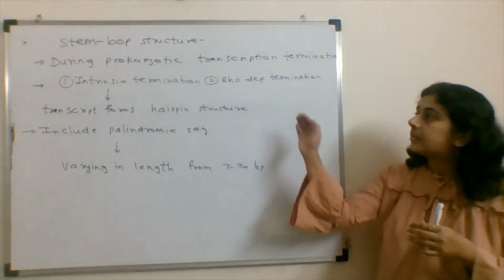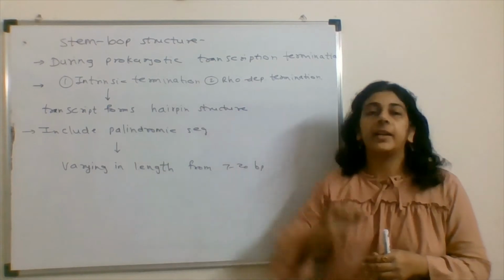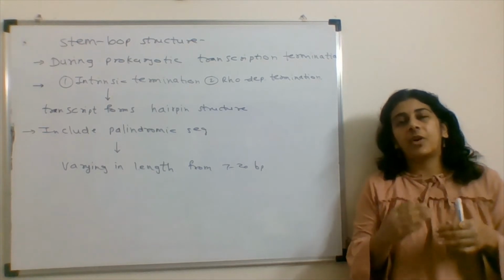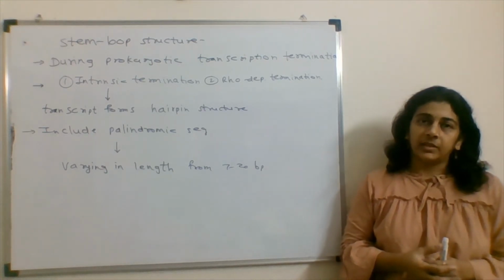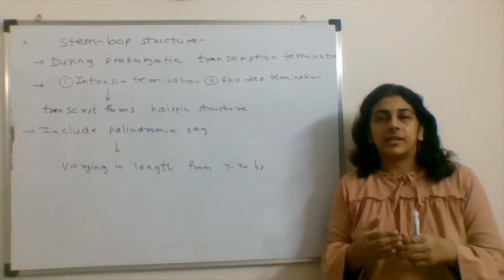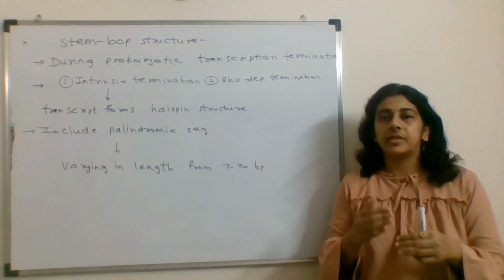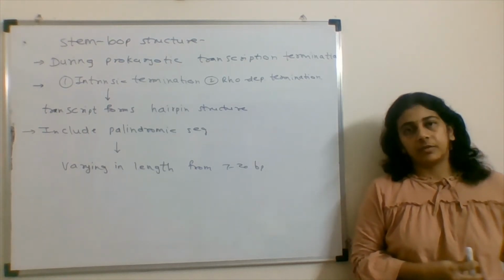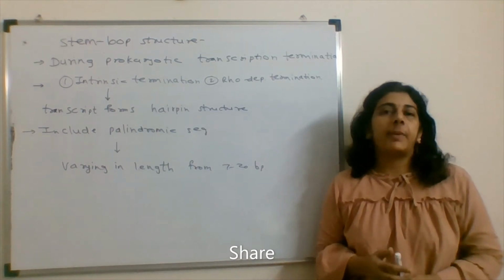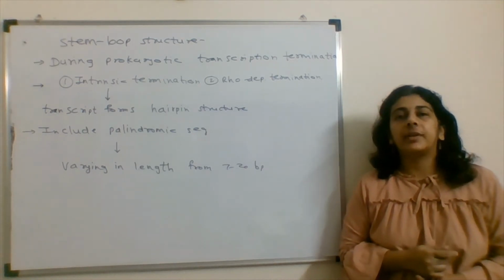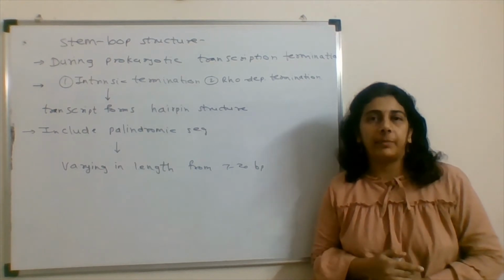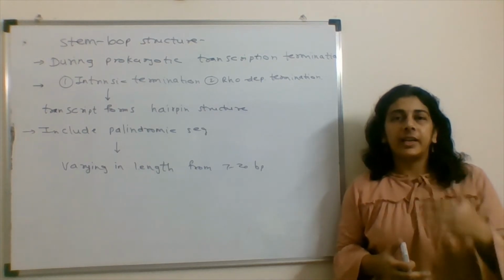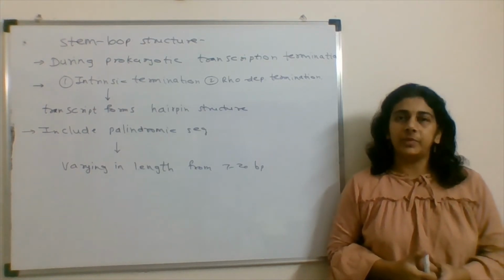But when it is rho independent, or it is called an intrinsic termination, the mRNA which is formed forms the hairpin loop. The complementary base pairs are there on the mRNA, which forms the hairpin loop, which leads to the termination of that transcription. This palindromic sequence which is present on mRNA may have 7 to 20 base pairs and it has a complementarity due to which it can form a hairpin, or we can say a stem loop structure.